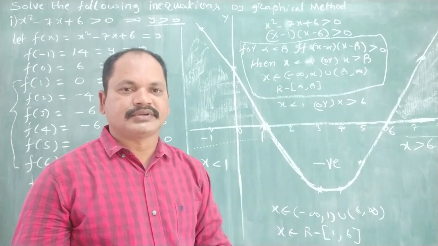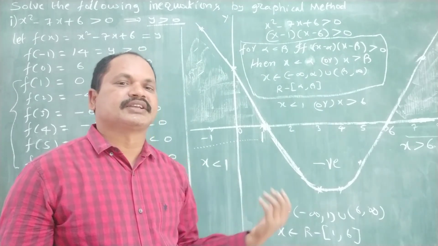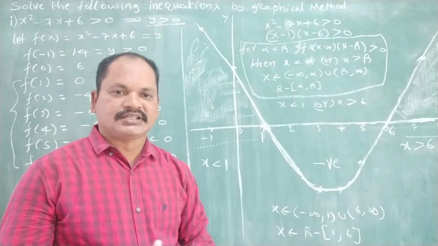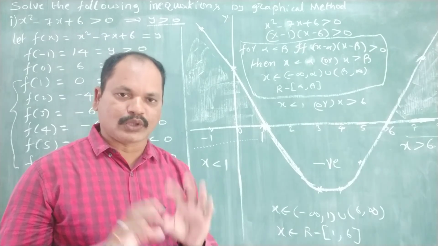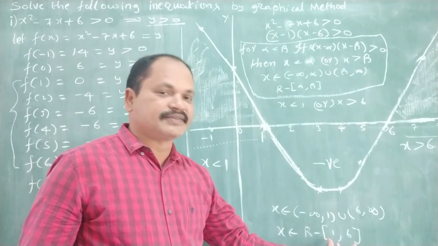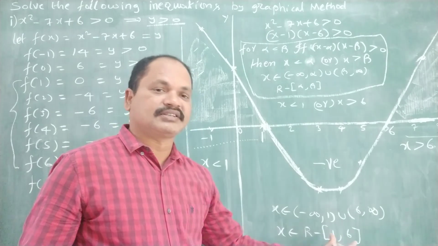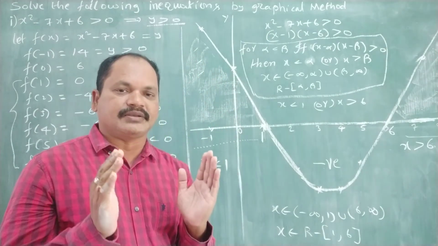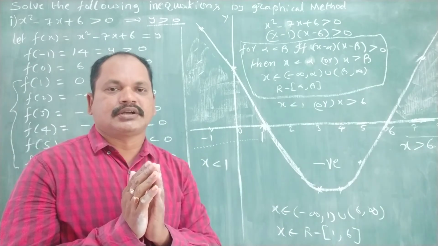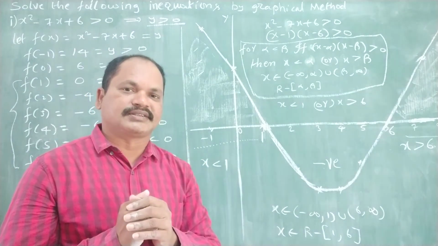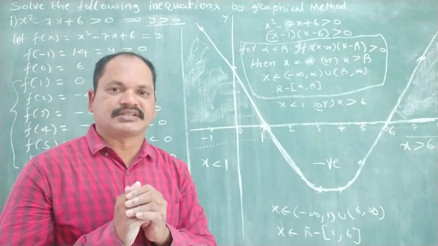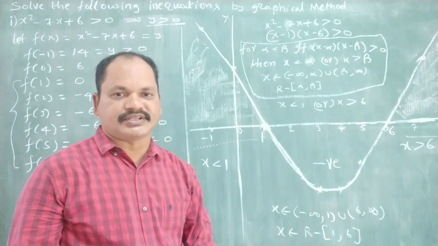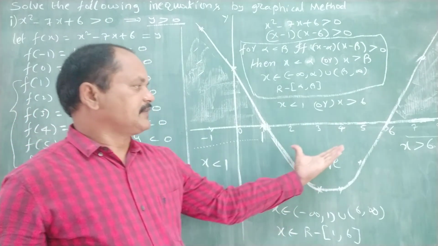Are you clear, all of you? That's why the solution set for this inequation is the set of all real numbers except this interval, that is closed 1 to 6. Except in between closed 1 to 6, all remaining real numbers satisfy the inequation. Are you clear?